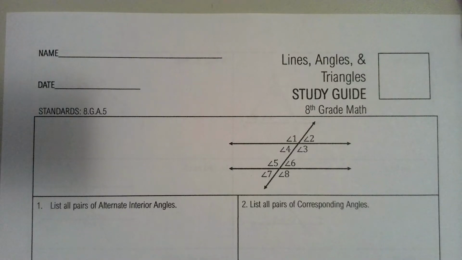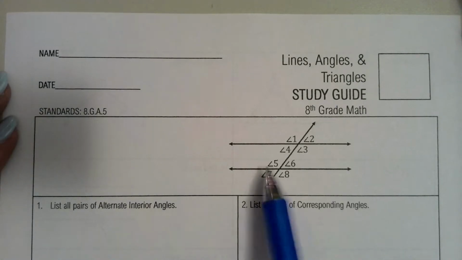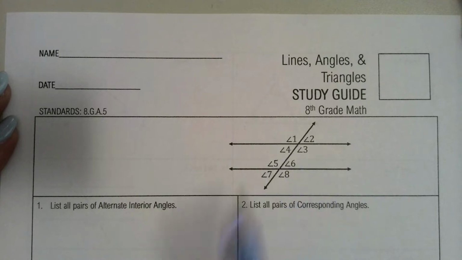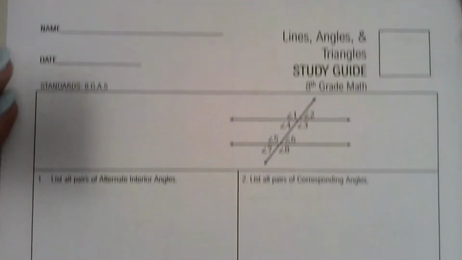This is the study guide video for lines, angles, and triangles. For the first 6 questions, we are going to be using this diagram to answer. We're going to be listing all pairs of angles that match the given angle relationship.